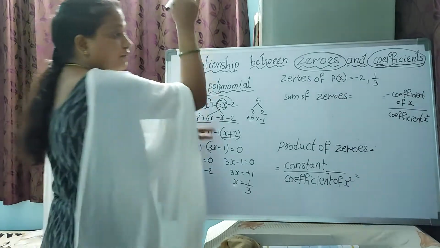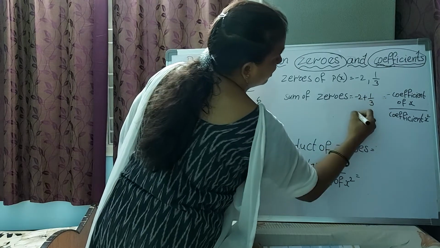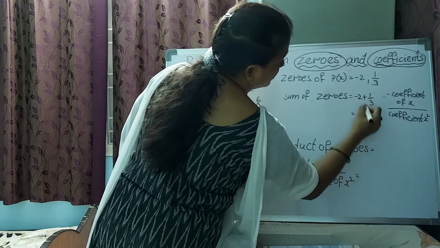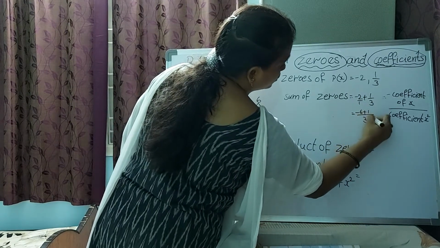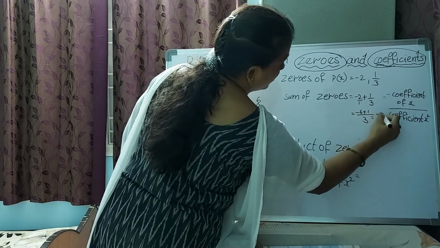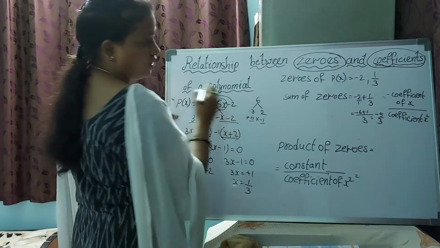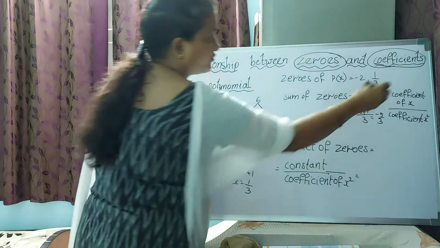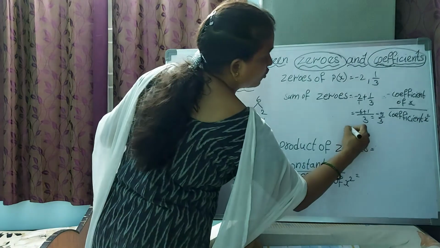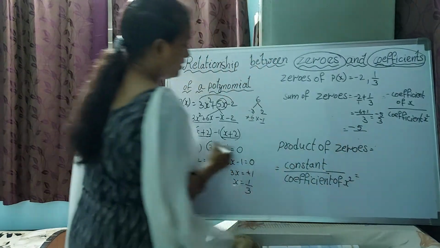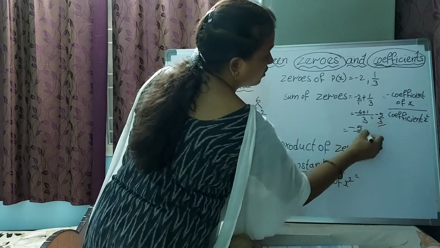What is the sum of the zeros? Minus 2 plus 1 by 3. How to add this one? 3. Here 1. 1 3s are 3. 3 2s are 6. Minus 6 plus 1. So minus 6 plus 1, minus 5 by 3. Now we'll see according to our quadratic polynomial, according to the coefficients. Minus coefficient of x, minus coefficient of x is minus 5, by the coefficient of x square. Coefficient of x square is 3. Same answer, no? Same answer.